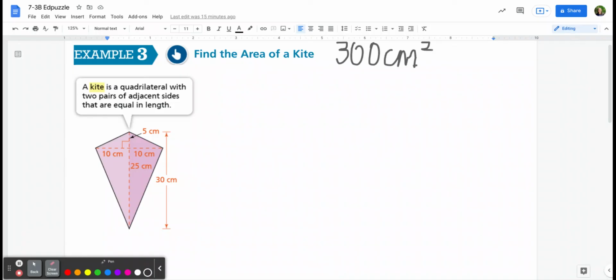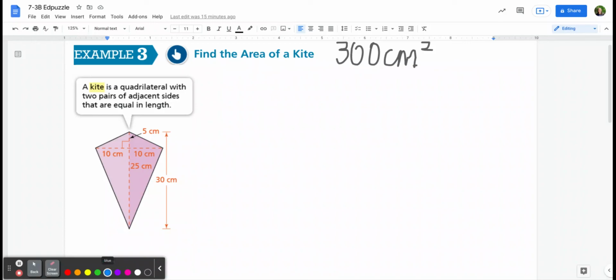Now we're going to do this problem again. If you already solved the problem once, you don't have to do the work again on your paper. If you didn't show all of your work before, you should do it this time because you should be showing all of your work. So I just want to show you that we can break this shape down differently and still get the same answer.